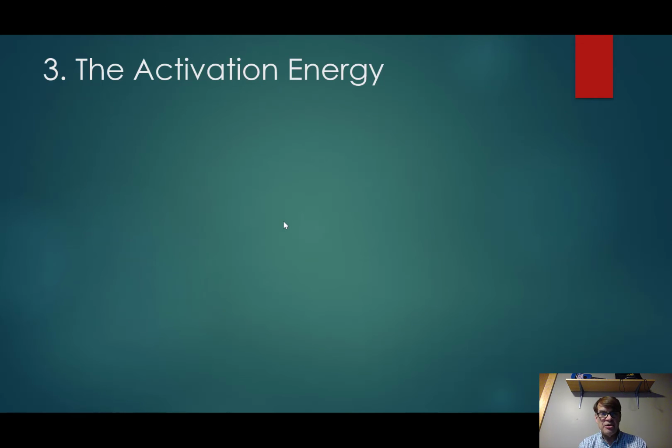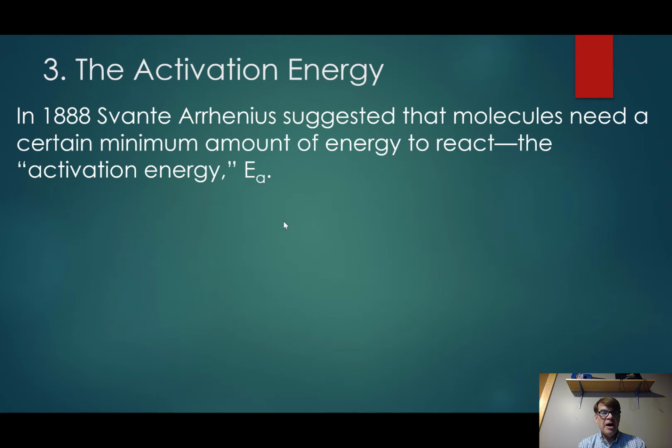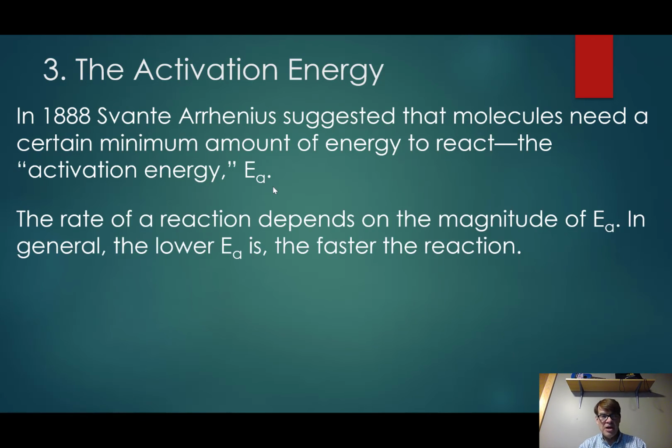Third, the activation energy. That's what we've been talking about here. The person that we have to thank or to blame for this idea of activation energy is Arrhenius. Svante Arrhenius. Obviously, he's Swedish. In 1888, he suggested that molecules need a certain minimum amount of energy to react. The activation energy. And it is E for energy with a small sub A for activation. Not very creative, but it works, right? So EA is the symbol for activation energy.